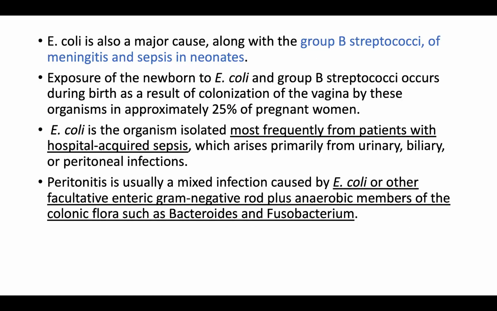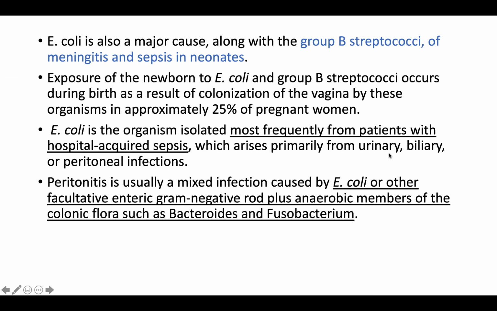E. coli is also a major cause, along with group B strep, of meningitis, and especially sepsis in neonates, due to colonization of the female genital tract. Exposure of the newborn to E. coli and group B strep occurs during birth as a result of colonization of the vagina by these organisms, especially in approximately 25% of pregnant women. E. coli is the organism isolated most frequently from patients with hospital-acquired sepsis, which arises primarily from urinary, maybe even biliary or peritoneal sources, but it's mainly urosepsis.